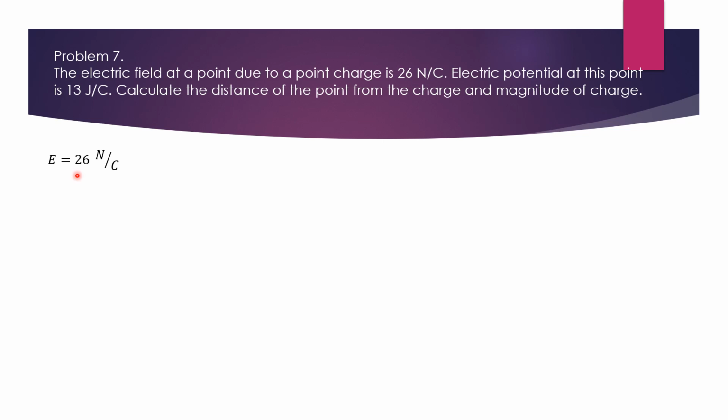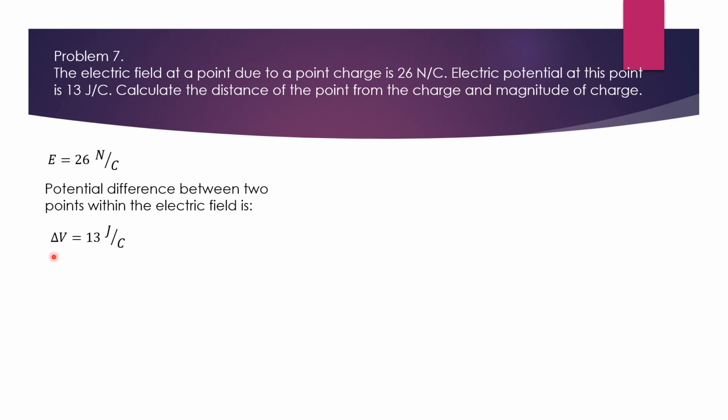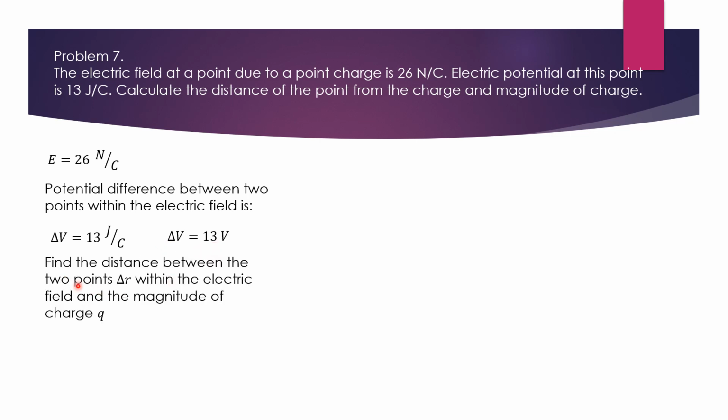E is equal to 26 Newton per coulomb, the electric field. The potential difference between the 2 points within the electric field is delta V, equal to 13 joules per coulomb, which is volt. We can write delta V is equal to 13 volt. Find the distance between the 2 points, delta R, within the electric field, and the magnitude of charge. So delta R is to be found and the magnitude of the charge is to be found.